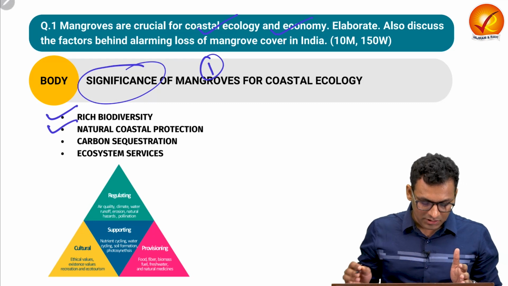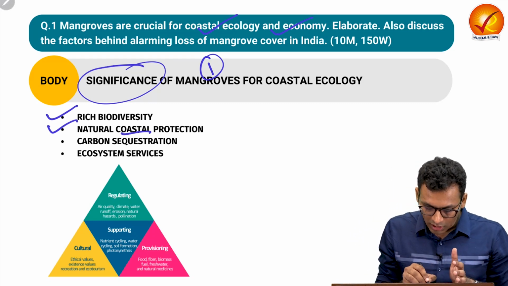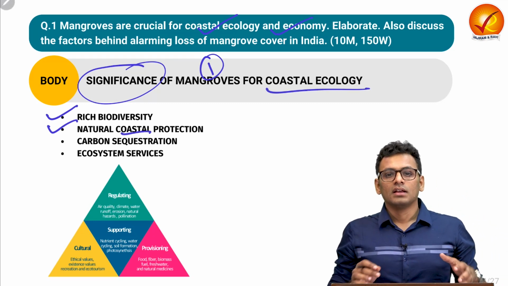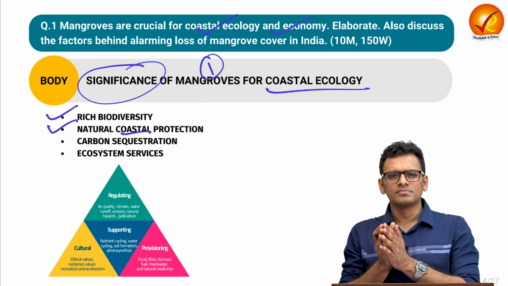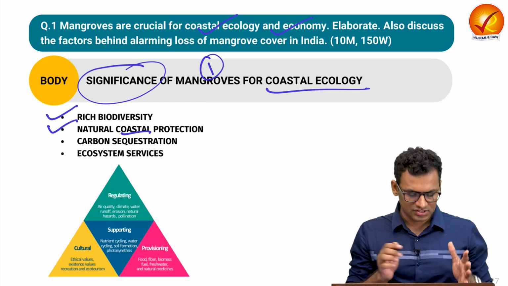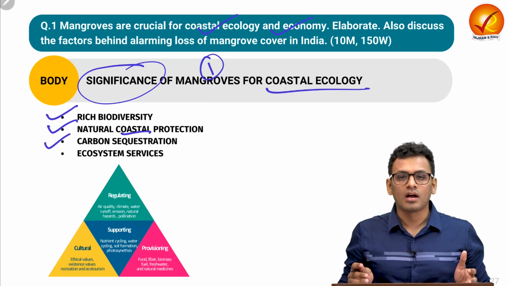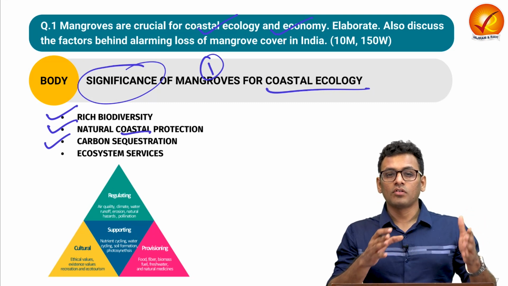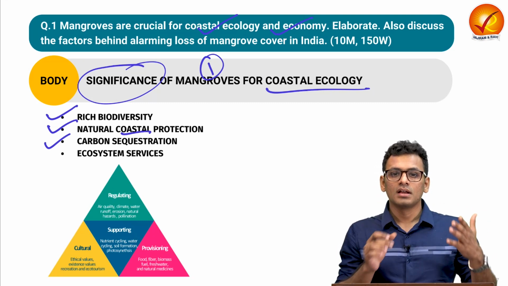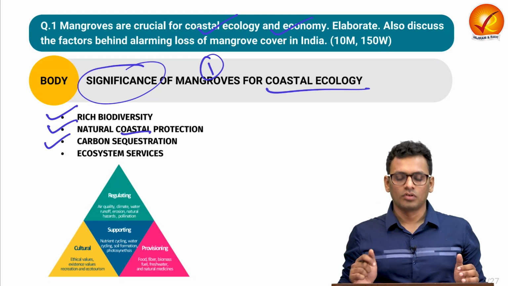The second is with respect to natural coastal protection. Now we have to talk about coastal ecology. Mangroves provide protection from storm surges and tsunamis for the entire region. The next is with respect to carbon sequestration. We have seen that mangroves provide almost 3 to 5 times more carbon sequestration than tropical forests.